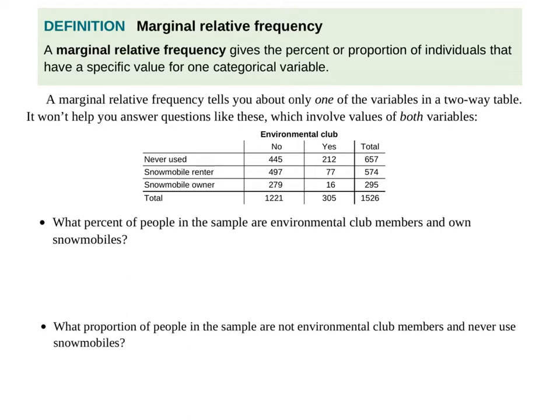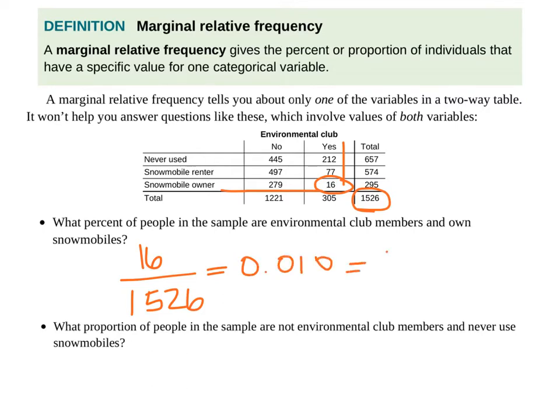Now, what if I wanted to find a combination of things that affect 2 categories? So let's answer some of those questions. For example, what percent of people in this sample are environmental club members and own snowmobiles? I'm going to look for the intersection of the environmental club, the yes column, and the snowmobile owner row. It's going to be here. So that intersection is going to be 16. When it's asking for what percent of the people in the sample, that's 16 out of the total. And that's not going to be a big decimal. It's about 0.010, which is about 1%.